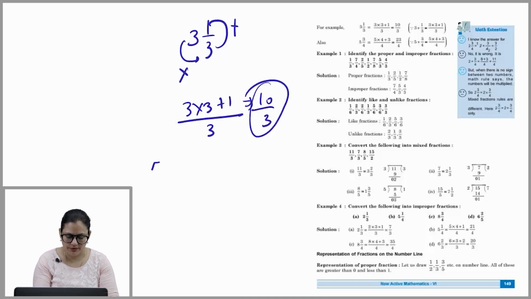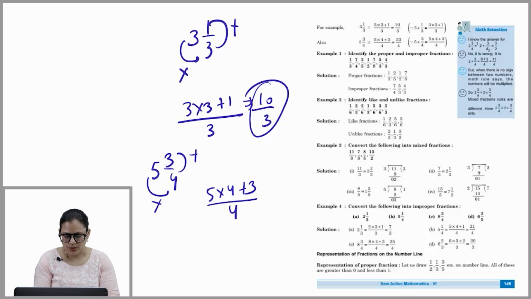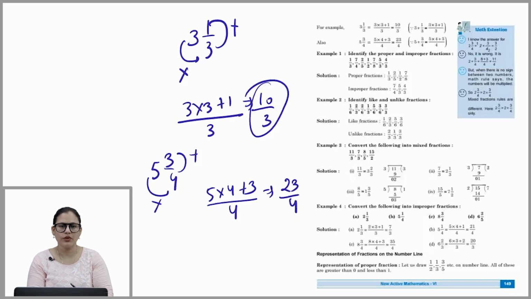Also 5 whole 3 by 4. You will multiply these two numbers, then add. So 5 into 4 plus 3 upon 4. So 5 into 4 is 20 plus 3, 23 by 4.